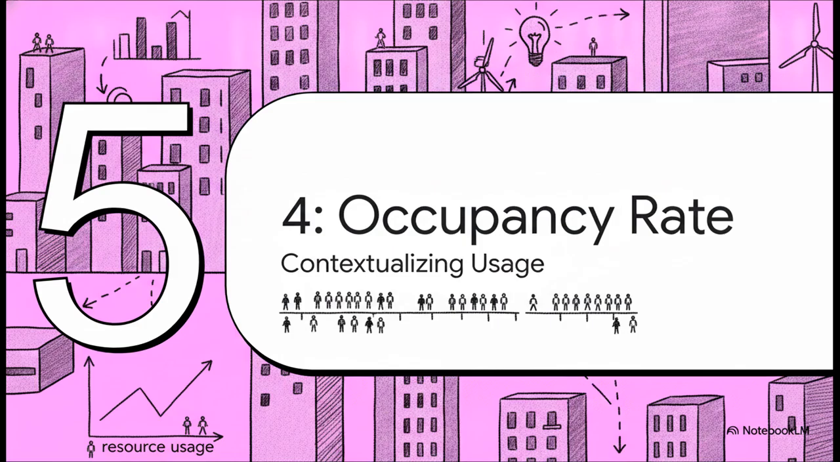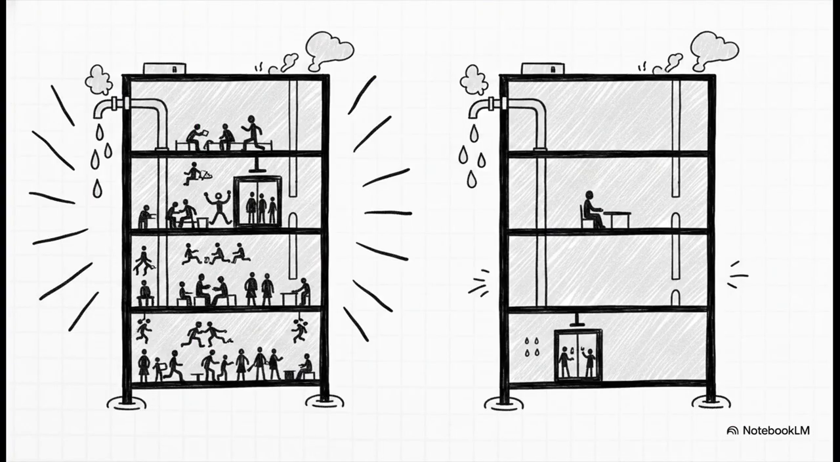Section 5. Metric 4. Occupancy rate. Our final pillar gives us context based entirely on human presence. Buildings aren't just static objects, right? A bustling commercial tower running at full capacity is obviously going to burn through significantly more resources, more heating, more elevator trips, more water usage than a ghost building sitting half empty. So this occupancy percentage is absolutely crucial for understanding the true context behind any sudden spikes or drops in consumption.